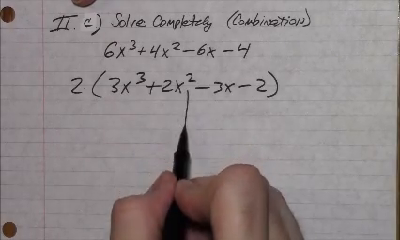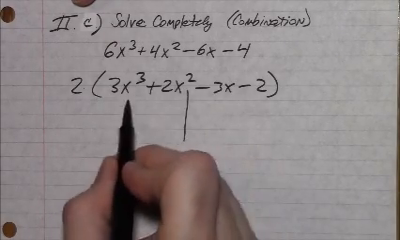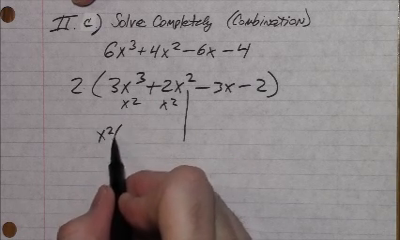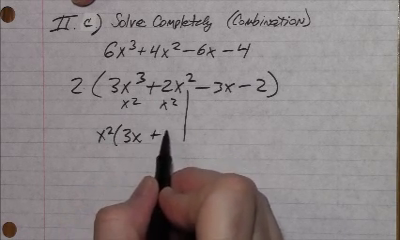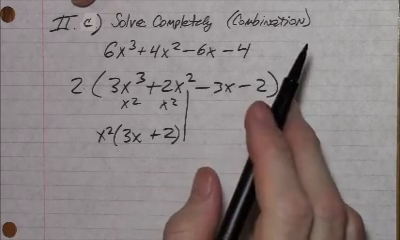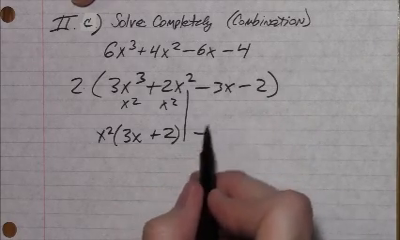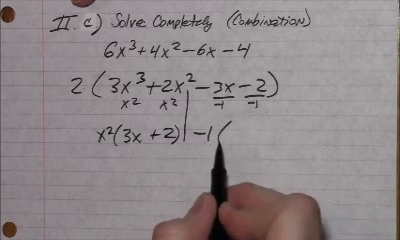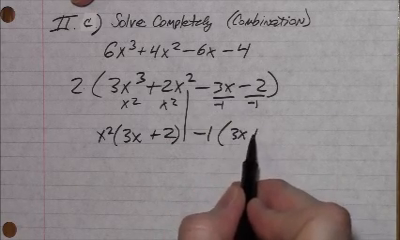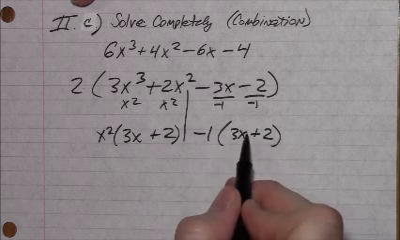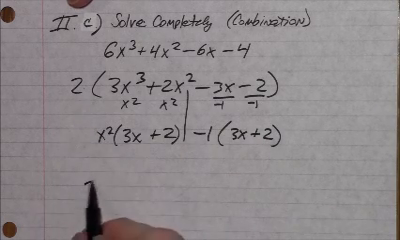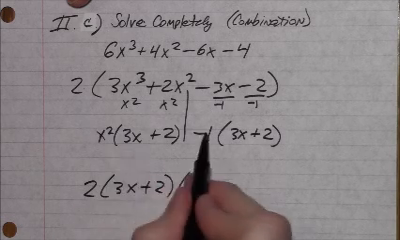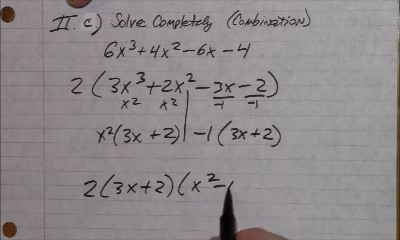So now I'm going to work with the middle part here, and I see that I can take an x squared from both of these. So I get x squared times 3x plus 2. And here I see I'm going to have a negative, so it looks like the only thing I can do is a negative 1. So that's going to be 3x plus 2. Oh good, these are the same. So I have a 2, I have a 3x plus 2, and then I have this x squared minus 1.